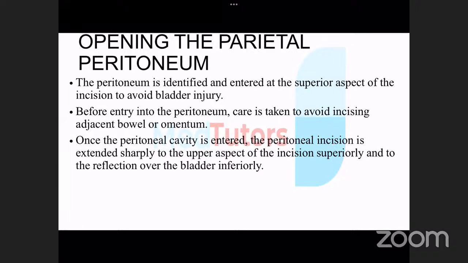Now, if you are doing cesarean section for obstructed labor or in second stage, when you're going to enter the peritoneal cavity, it's better to hold the parietal peritoneum in the upper part of the incision so that you avoid the bladder that might be distended because of the obstruction. And of course, you have to remember that below the parietal peritoneum is the intestine.